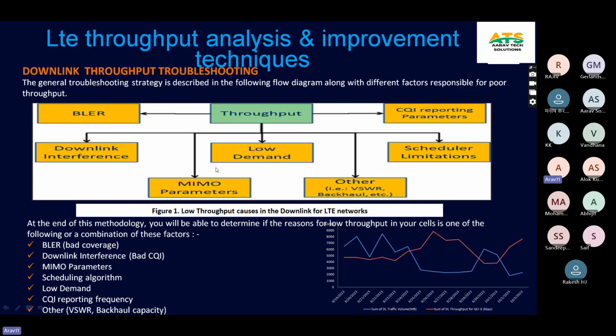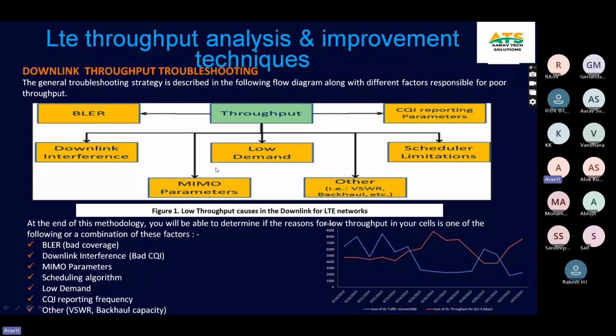So here you are now able to determine if the reason for low throughput in your cell is one of the following or a combination of these factors. Either you have bad coverage, or your block error rate is high, then you get less throughput. If you have downlink interference, your uplink RSSI is high, then you get poor throughput. If MIMO parameters are not configured, or scheduling algorithms are not properly configured, you get poor throughput.